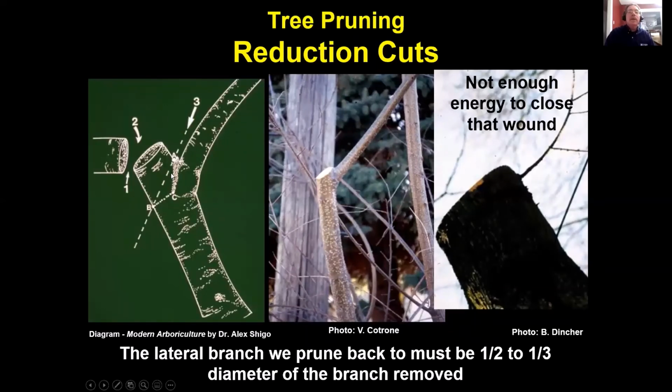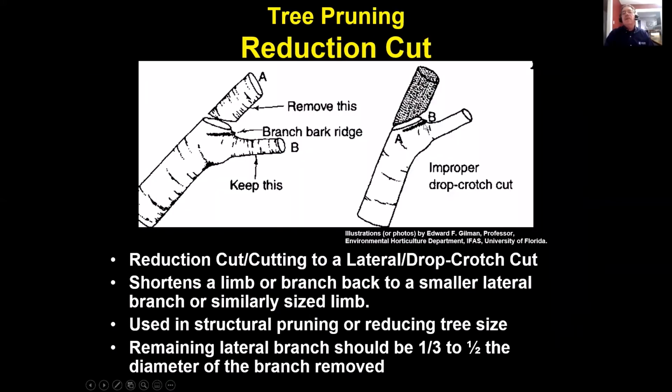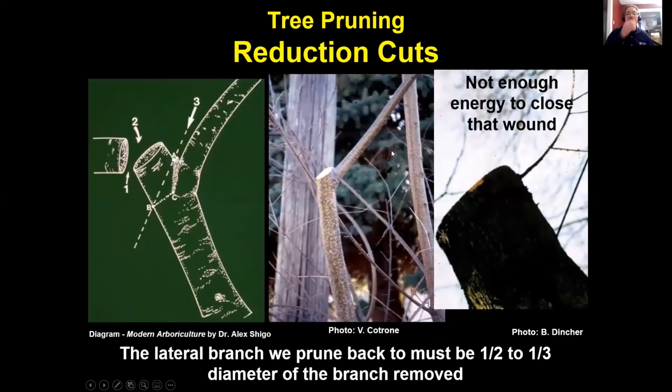So the first one here, just a schematic, right? You're sort of following this thing called branch bark ridge. You create an imaginary angle or imaginary line out and bisect that, right? Now let me go back one. What you don't want to do is make a steep cut that follows branch bark ridge. If you do, you're going to get so much dieback and decay back in here. You're not going to get good wound closure. So the one in the middle was a cherry, done, worked fine, wound closed, no sprouting.